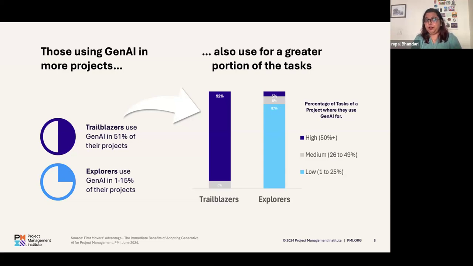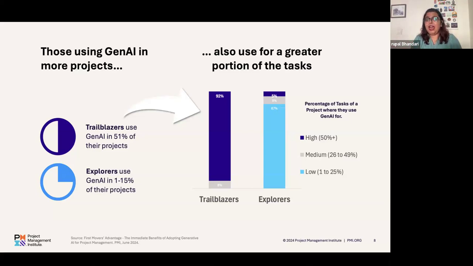So on the screen, you see two terms, trailblazers and explorers. Trailblazers, as the name says, are people who are kind of ahead of the game. So these are people who are using Gen AI for more than 51% of the tasks in their projects. So if you have, let's say, 10 tasks you need to do on a daily basis, out of the 10, at least for 5 of them, you're using Gen AI in some capacity. It could be something as simple as getting it to do minutes of a meeting for you, or it could be something as big as using it to generate a template that you can use to create a charter for your project, right? It can be anything.